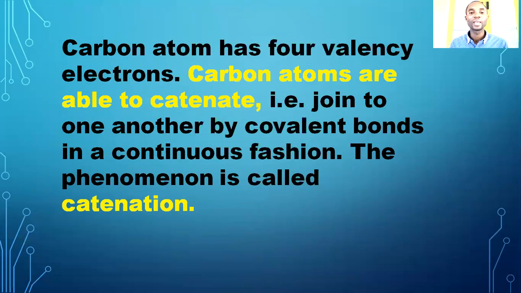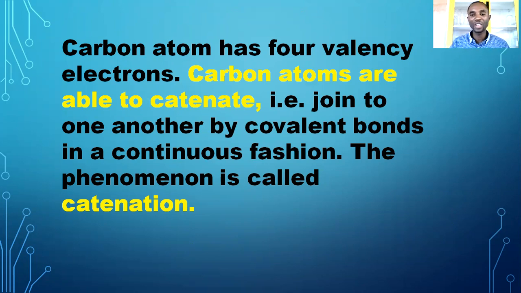Now, carbon atom has 4 valence electrons. I said it before. And because of it, carbon has a unique property. It has a unique ability, which we say that carbon atoms are able to catenate. What do we mean by that? It is the ability of carbon atoms to join to one another by covalent bonding in a continuous chain. And such a phenomenon is what we call catenation.